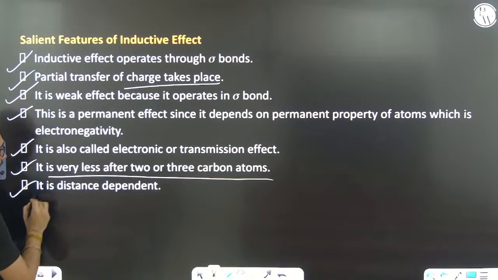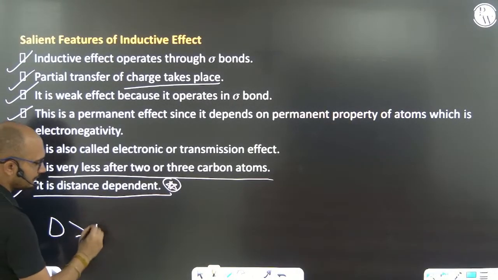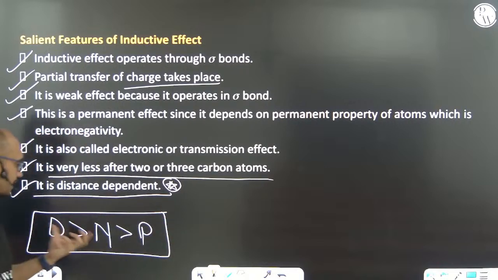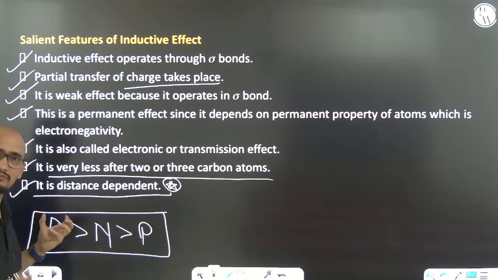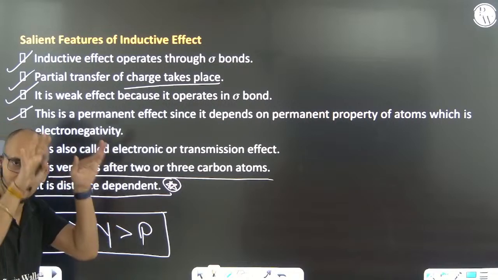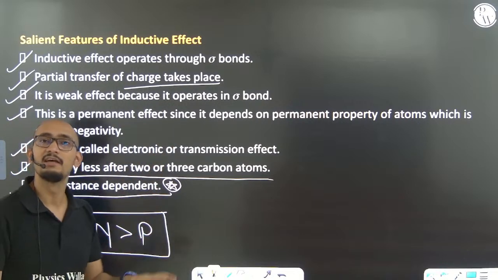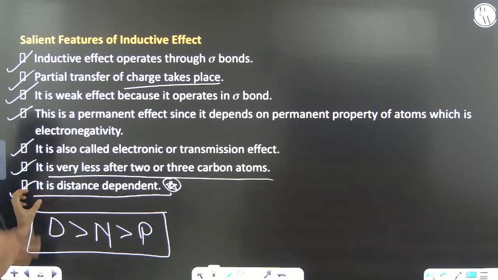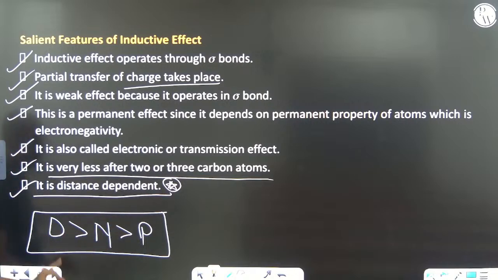Now it is distance dependent. It is a very important point. So there is always a rule that distance is more important than number, and number is more important than power. So the DNP rule: distance, number, power. I hope you understand. If a minus or plus I effect group is at more distance, it will have a lower I effect. If something has more number, it will have a higher effect. And if something has more power, it will have a higher inductive effect. But always remember, if distance is more, the I effect decreases more, even if you increase the number. Then second you have to see number, and last you have to see power. We'll see a few questions.